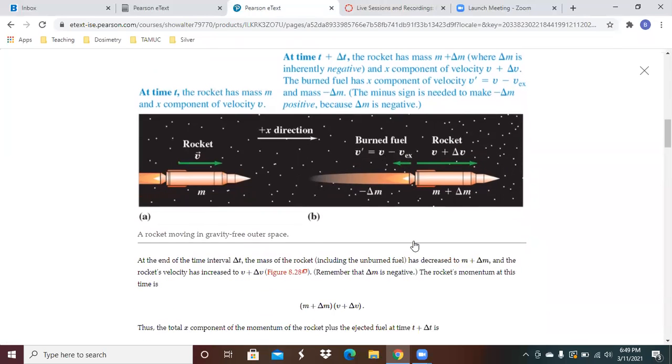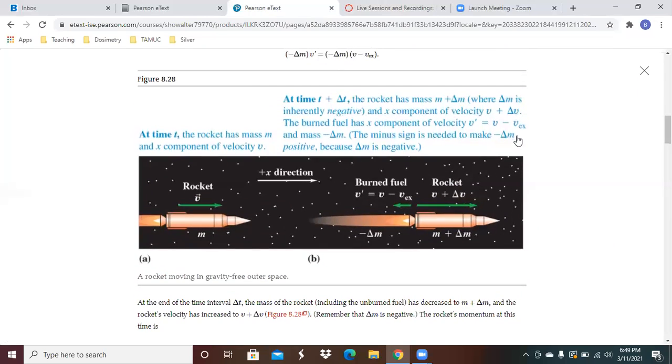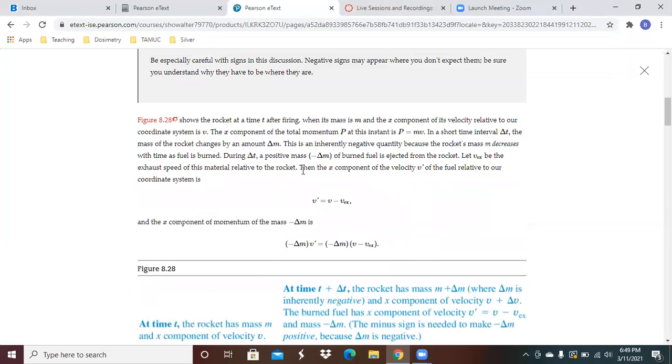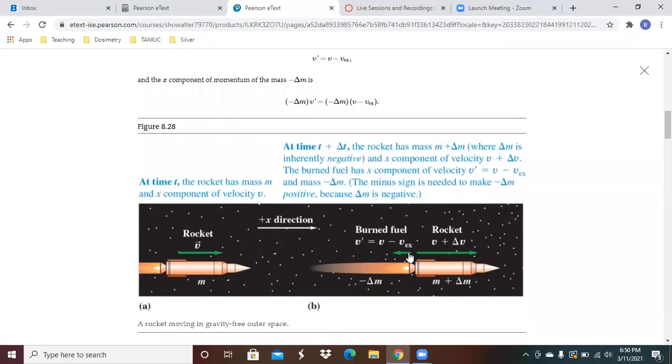Let's see, what are they calling this? Okay, it's the exhaust speed of this material relative to the rocket. So this is the exhaust speed.